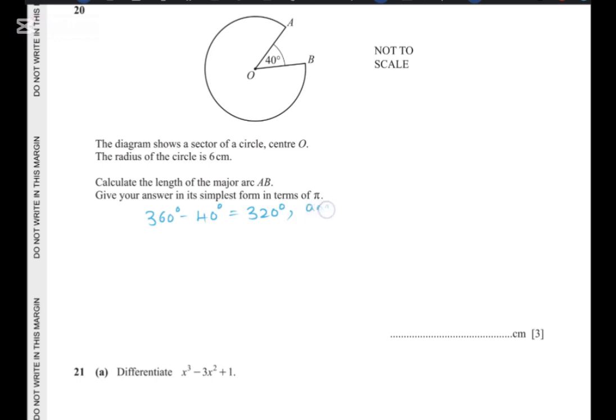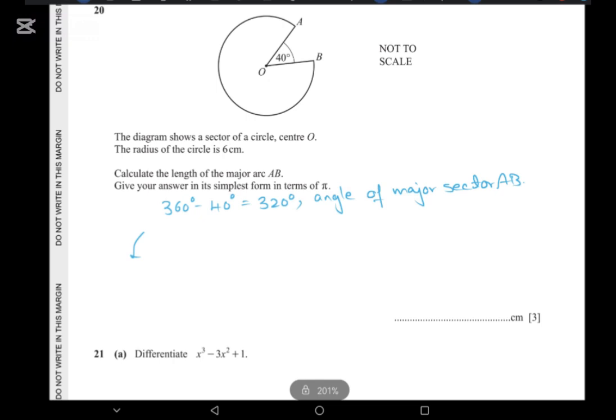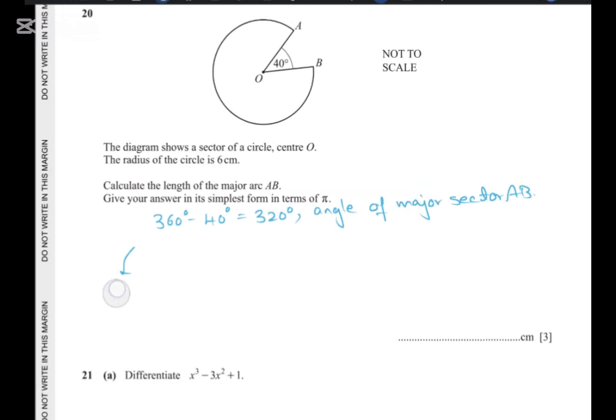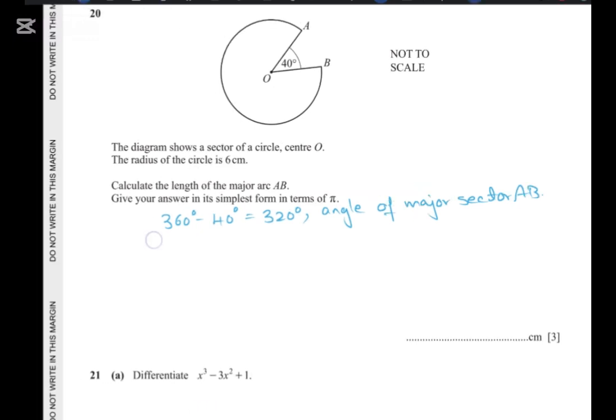So this is the angle of major sector AB. So the length of the major arc will be theta by 360, which is 320 by 360 into 2 pi r. 2 into pi into r, which is 6 centimeters.